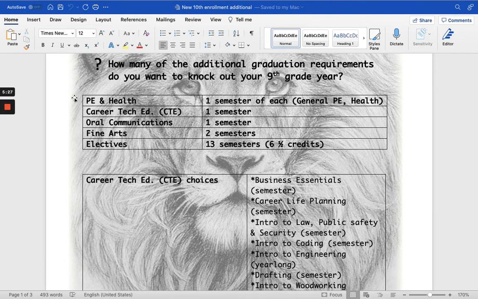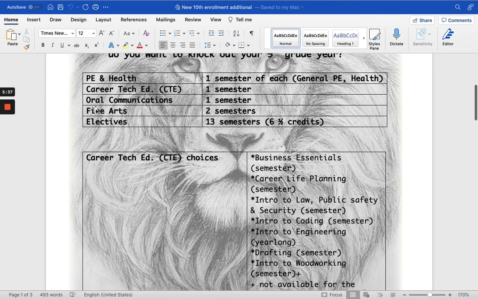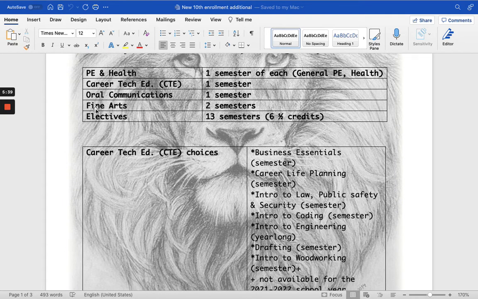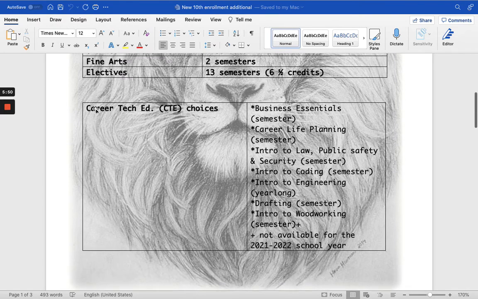So here are some of our additional graduation requirements. We require students take a semester of general PE and a semester of health. We require a semester of a career tech ed course, or CTE for short, a semester of oral communications, 2 semesters or a year of fine arts, and 13 semesters or 6.5 credits of electives.